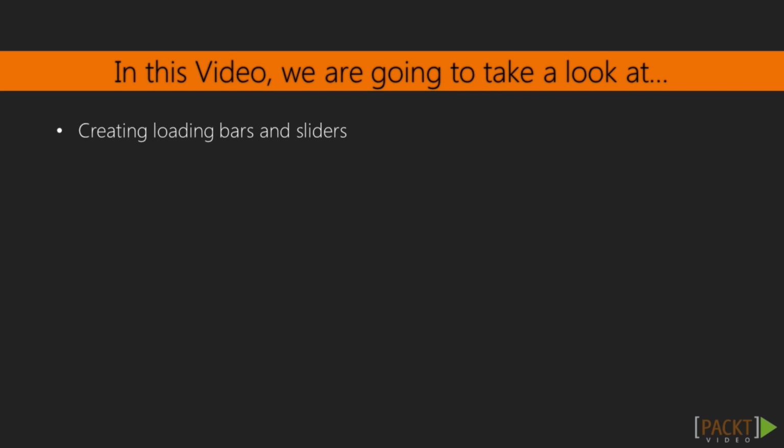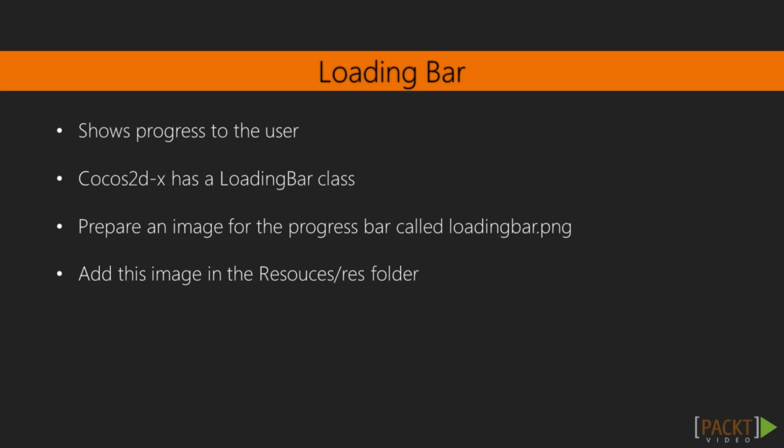In the previous video, we looked at how to create checkboxes and buttons. In this video, we're going to take a look at how to create loading bars and learn in detail about the slider. When you are consuming a process or downloading something, you can indicate that it is not frozen by showing its progress to the user. To show such progress, Cocos2d-x has a loading bar class. In this video, you will learn how to create and show the loading bars.